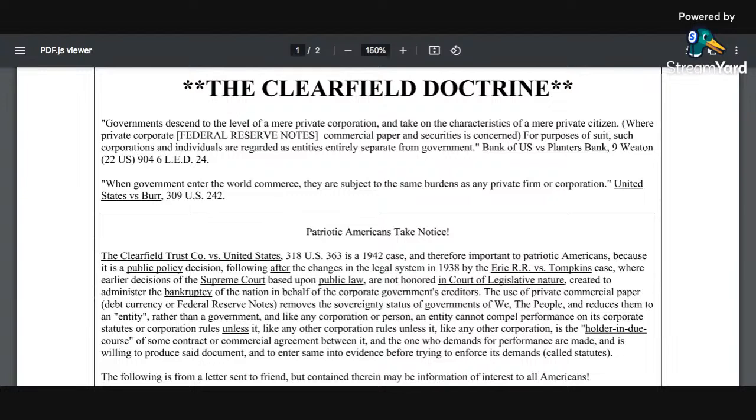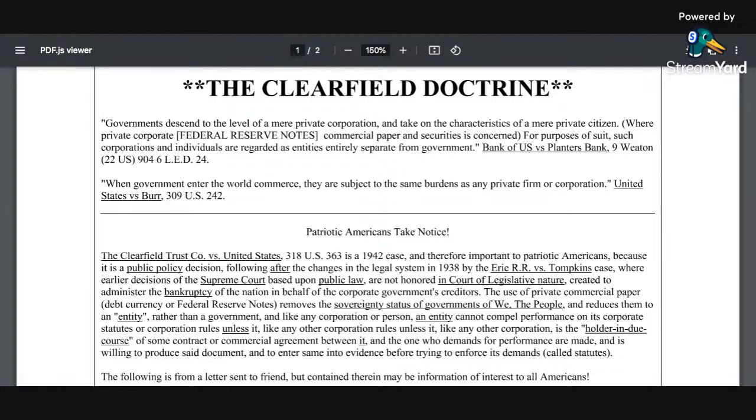Securities are the birth certificate type of bonding instrument. Commercial paper, a form of it, is like what the Bank of Jamaica issues, paper money. Those negotiable instruments, they can call those federal banknotes. And for the purpose of suit, such corporations or private individuals are regarded as entities entirely separate from government. So the Federal Reserve banknote and that system is separate from government, but most people now don't know that.